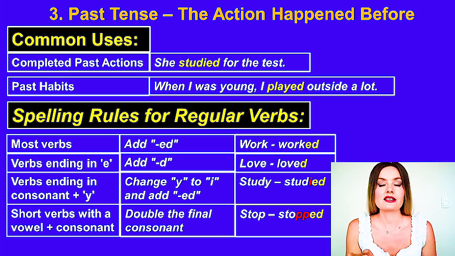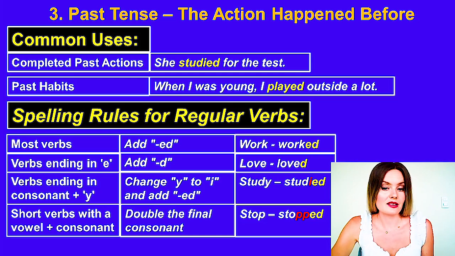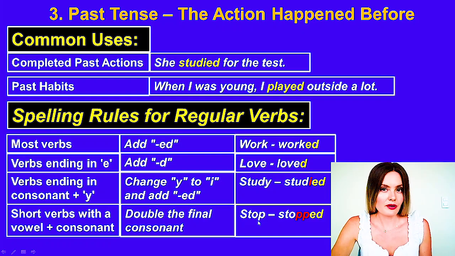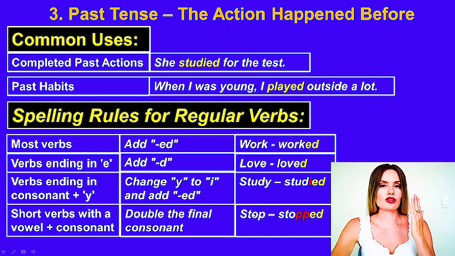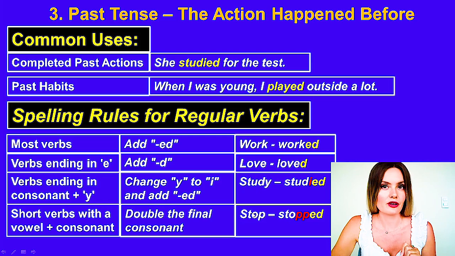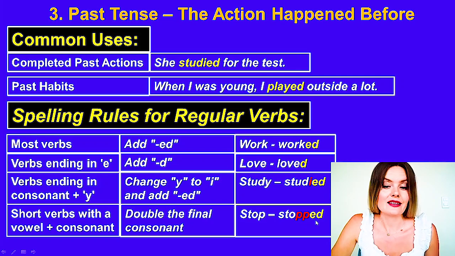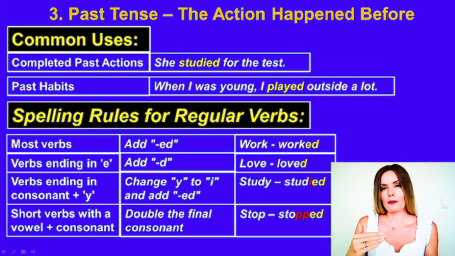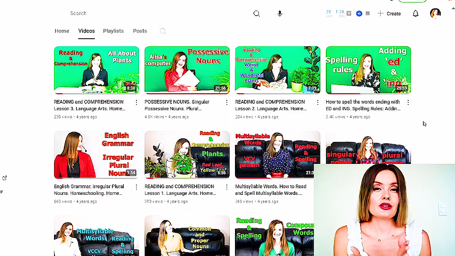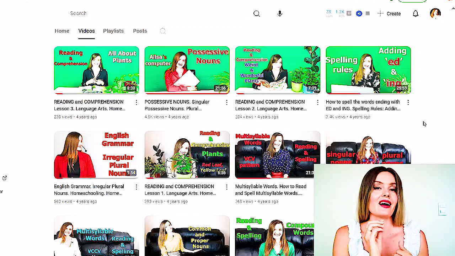If you have a short verb with a vowel and a consonant, which is a one syllable verb with a vowel and a consonant, you should double the final consonant. For example, stop, stopped. You can see that stop is a one-syllable verb and it ends with a vowel O and a consonant P, O, P. So in this case, you should double the letter P and add the ending ed. So this is how you spell it. Stop, stopped.